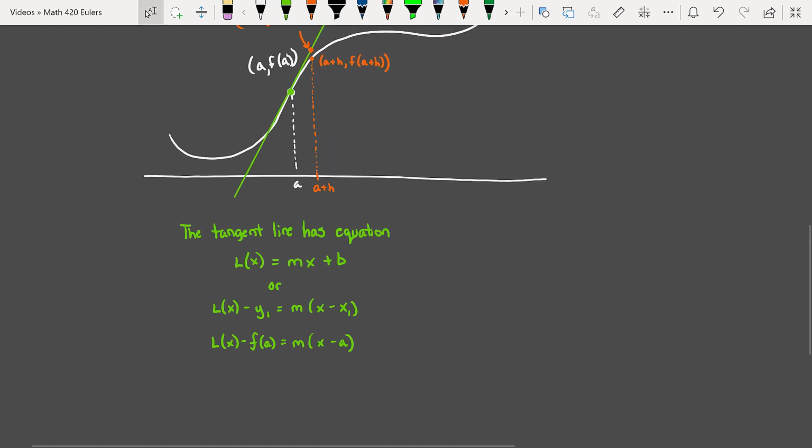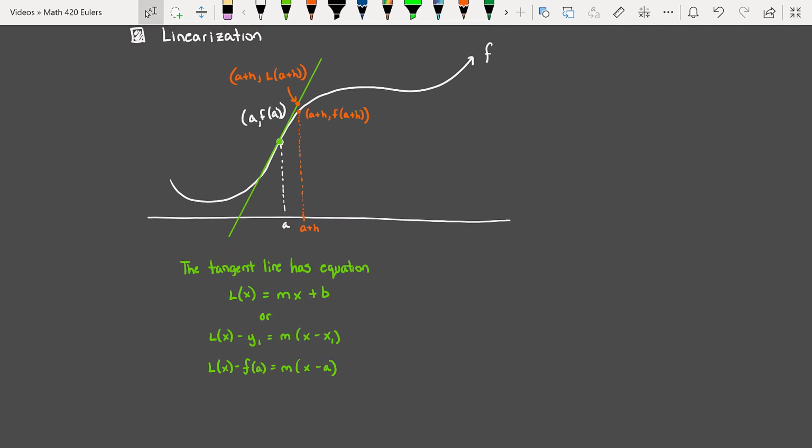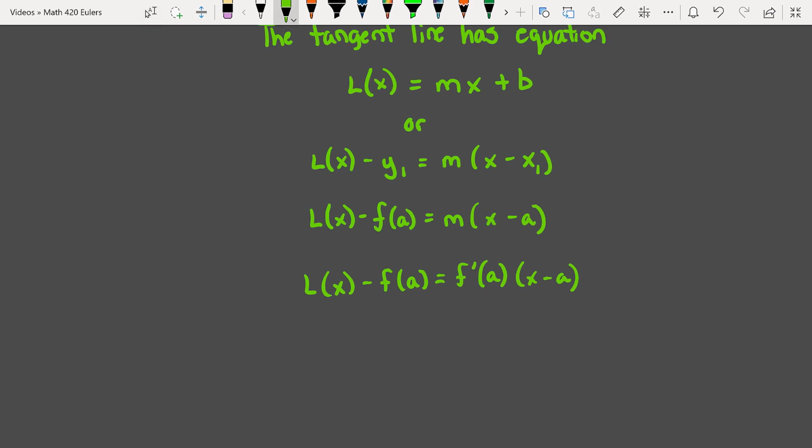And the slope of that tangent line, or that green line, I should say, is the value of the derivative of f at a itself. And I should use implication signs here, because that point-slope form implies L(x) minus f(a) is equal to m times the quantity x minus a, which implies L(x) minus f(a) is equal to f prime at a times x minus a. And then finally, that will imply that our equation for our linearization function is just f at a plus f prime at a times the quantity x minus a.